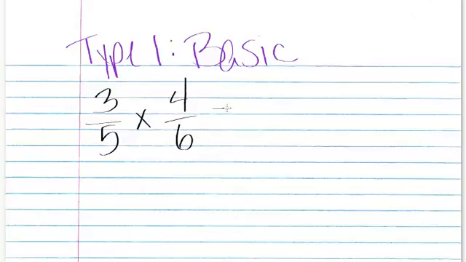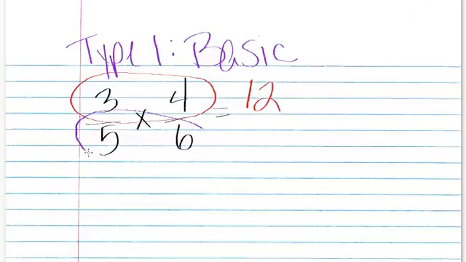Alright, another example that can be reduced. It's 3/5 times 4/6. Now we're going to talk about this 4/6 here in a second. 4 times 3 is 12, and that's top times top. And we're still on basic fractions. And then if you have bottom times bottom, you get 5 times 6, and that's 30.